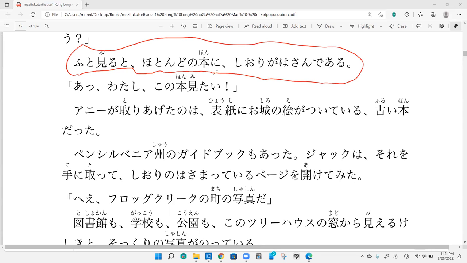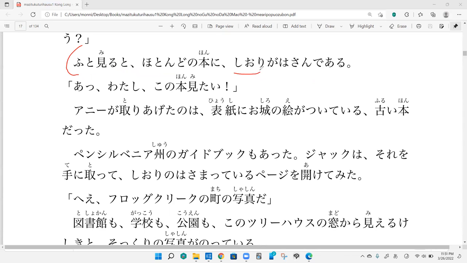Okay. So next is this. Here's our shiori, which you asked me earlier what that was, and I couldn't remember it in Japanese. Shiori. I think it's a bookmark. It is a bookmark. Nice. Perfect. So now you get to actually read it. ふと見るとほとんどの本にしおりが挟んである。 Nice. You can ignore the futo. That's just a sound effect, basically. It means like, just 見ると、ほとんどの本にしおりが挟んである。 So, 見ると, ほとんど. What does ほとんど mean? ほとんど is like most.